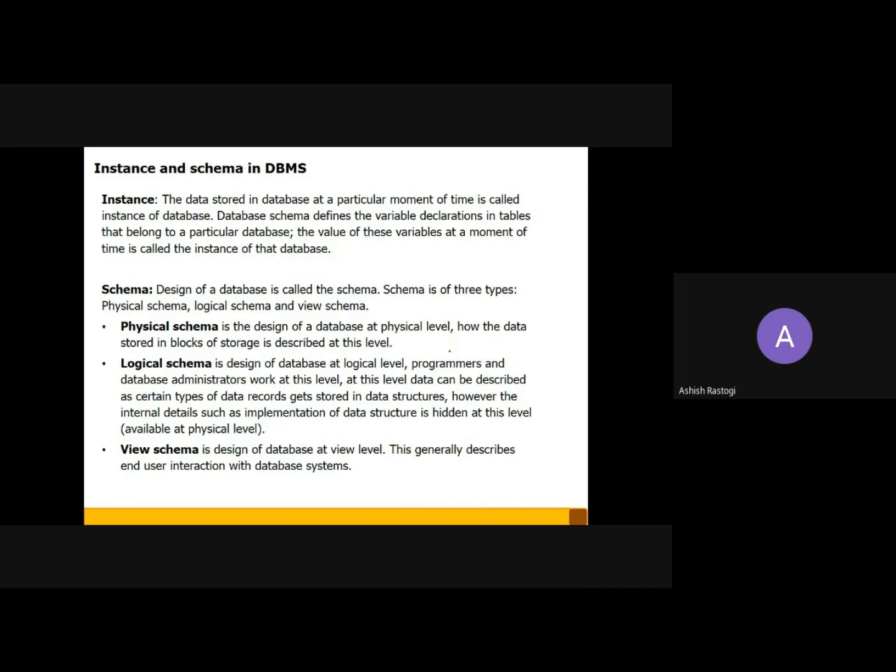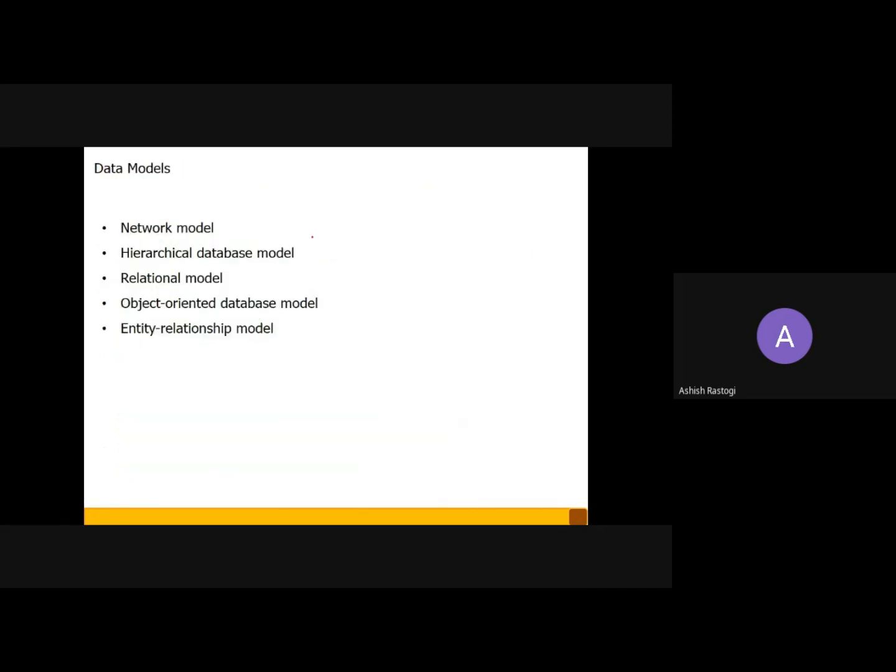The physical schema means the structure of how the data is stored at the physical level. The logical schema is the structure of what data is stored at the logical level. And the view schema is the structure of the data that the user can see in front of them. And instance means what, guys? Instance means the data for a particular time period or a particular geographical area, for a particular thing. That particular data is called an instance, right? So this is the instance and schema of the database management system.